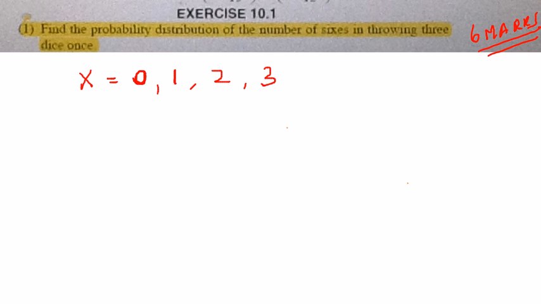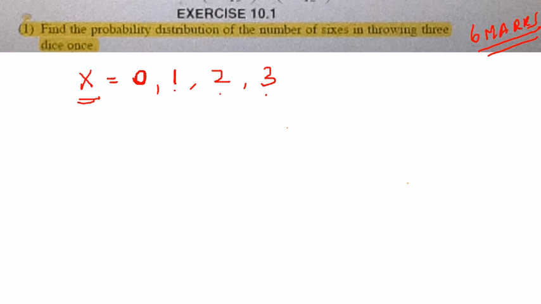So do you understand? I'll probably repeat. If I'm throwing 3 different dice at the same time simultaneously, what is the probability that I'm getting sixes in those 3 dice? I can get either no 6 at all, or 1 six, or 2 sixes, or 3 sixes. All the 3 dice that I throw show sixes for me. That is what my random variable x is denoting, the number of sixes which I will get in throwing 3 dice at the same time.